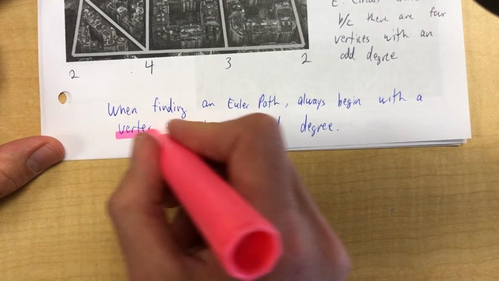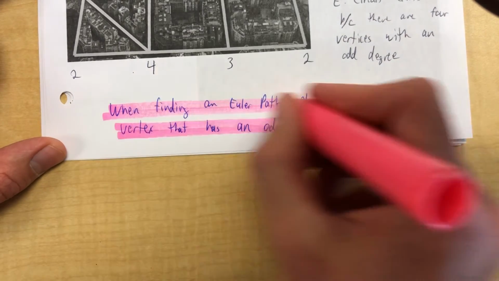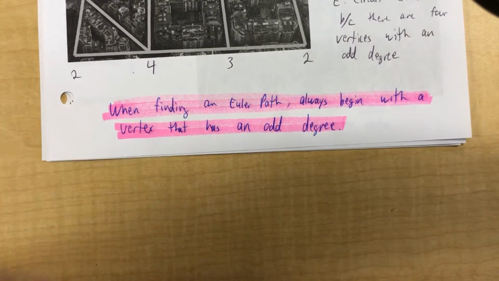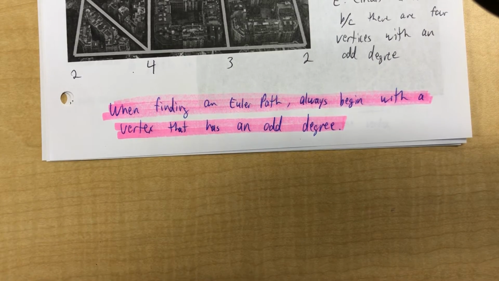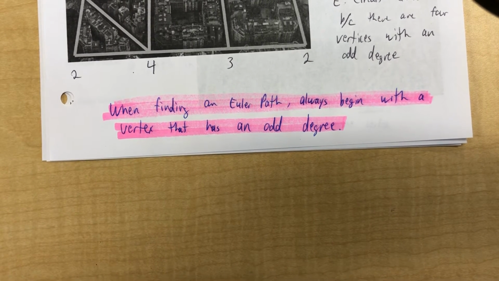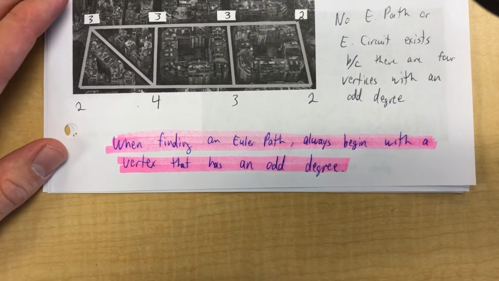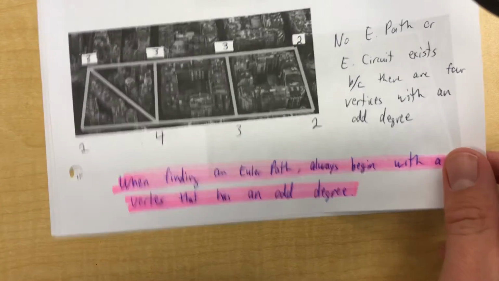So again, if I want to, running out of ink in my highlighter, it's tragic. Running out of highlighter fluid. So if I wanted to find an Euler path and I knew I could find one, then I would need to start with an odd degree. So I just wanted to take that space and write it. We have 3 more. Let's go through them.